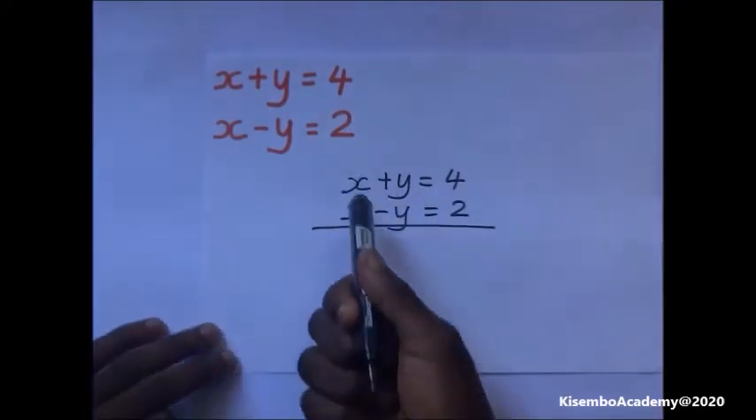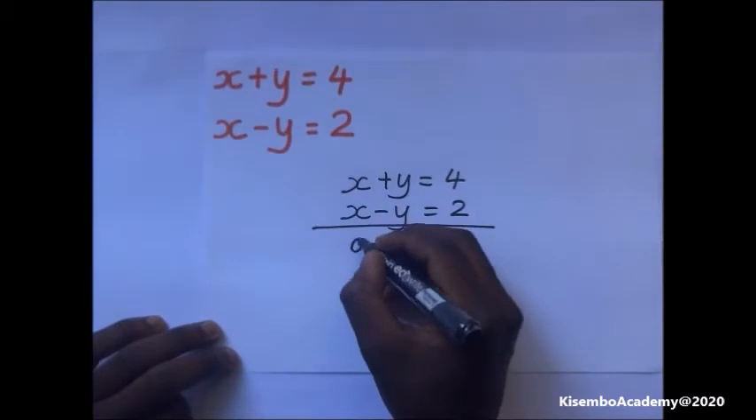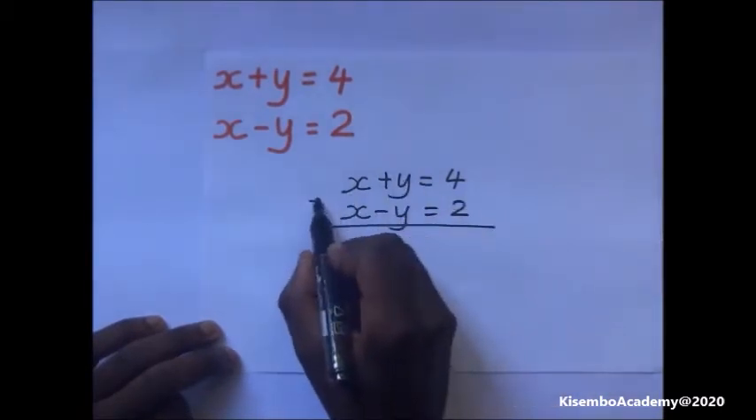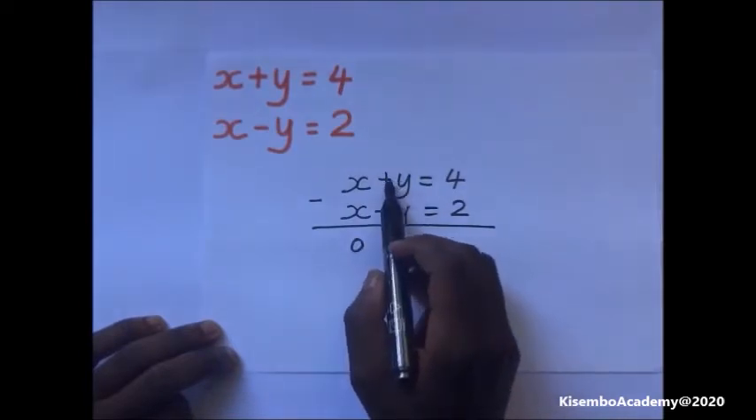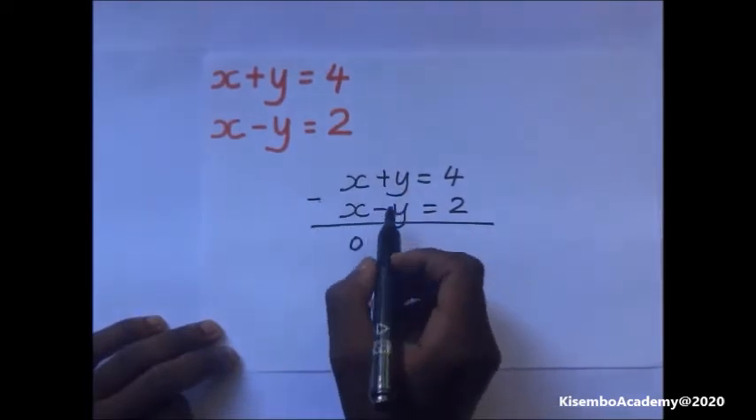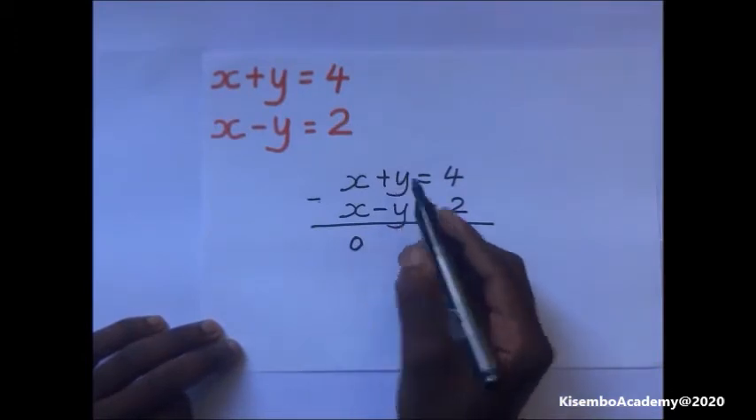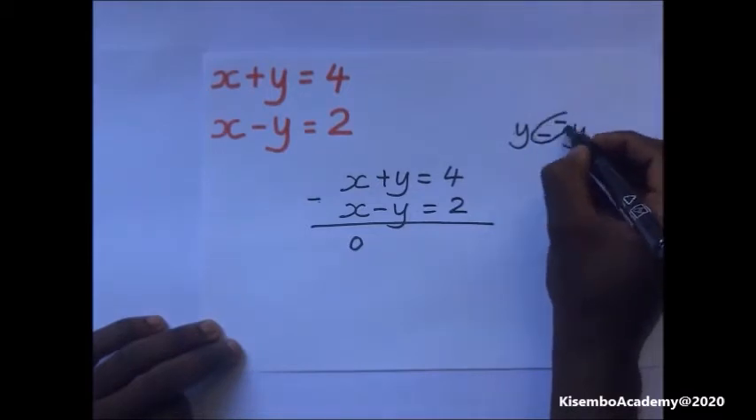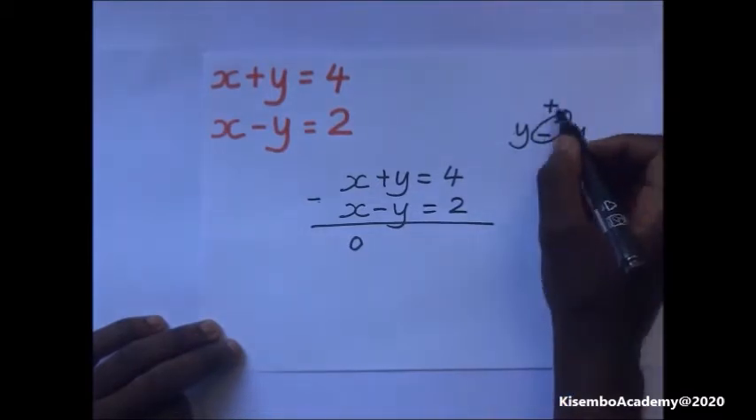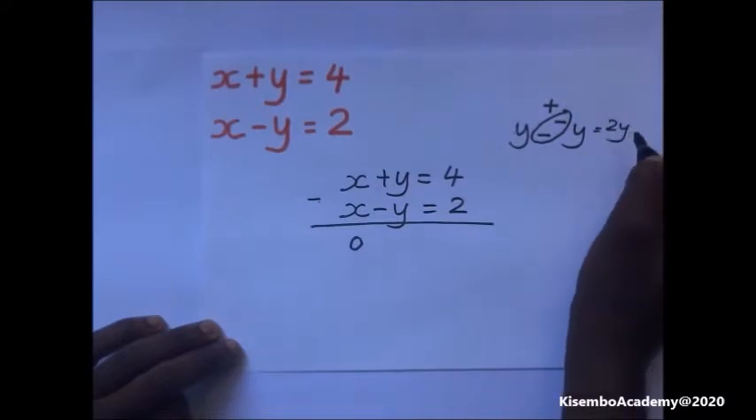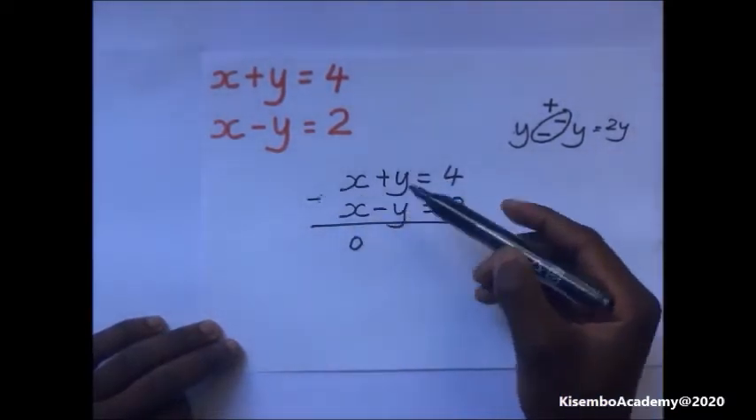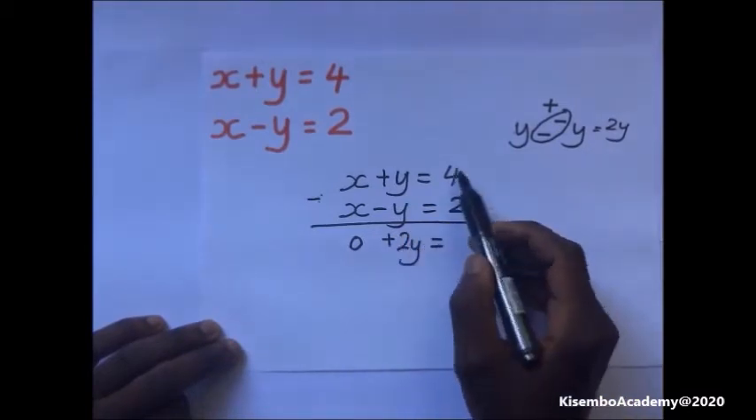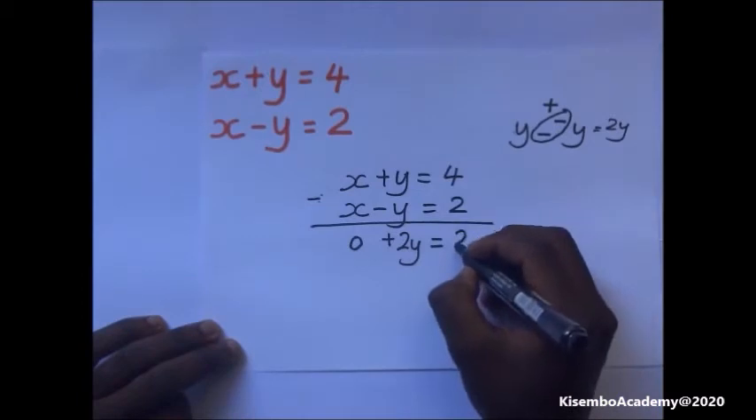So we shall say x minus x is 0. Then this is positive y minus negative y. Now remember, this is positive y minus negative y. It's like saying y minus negative y. Of course, this minus turns into plus. So y plus y is equal to 2y. So this y minus negative y is positive 2y. That is going to be equal to 4 minus 2, which gives us 2.